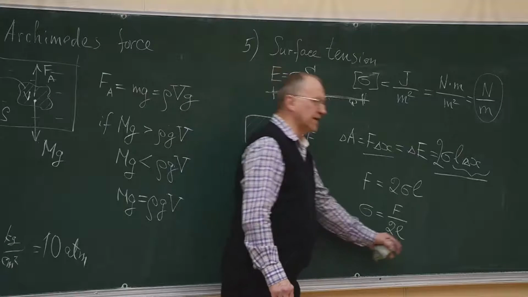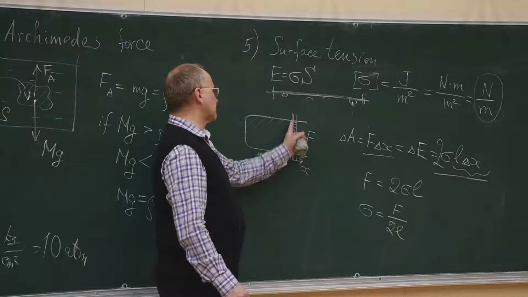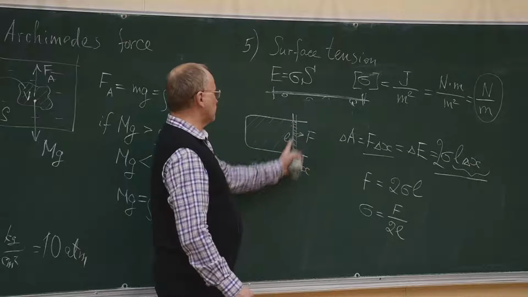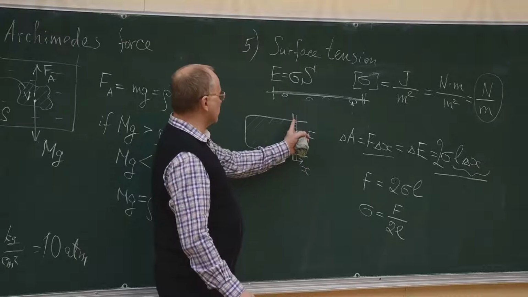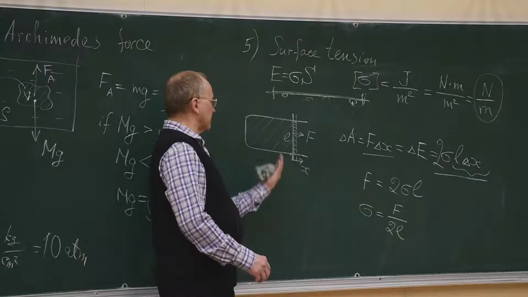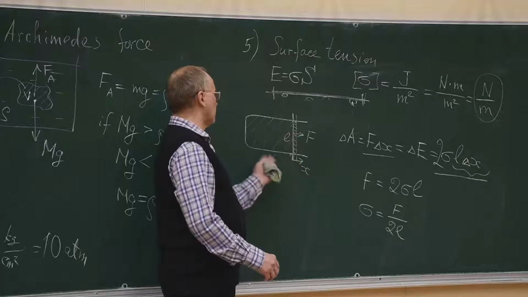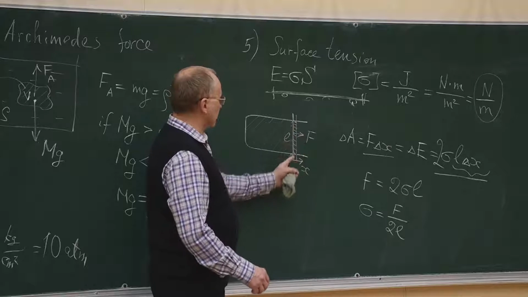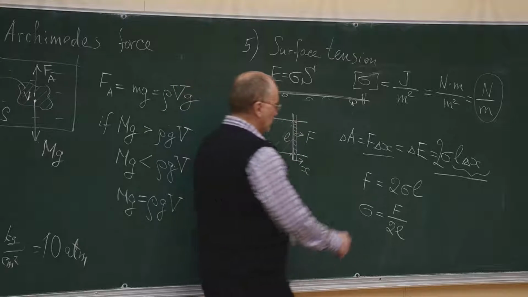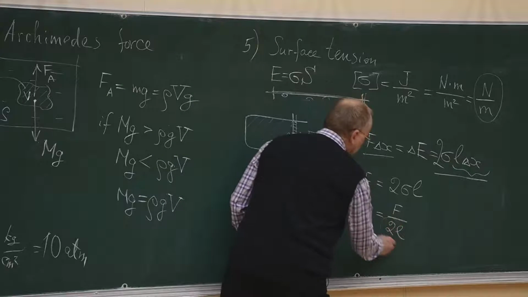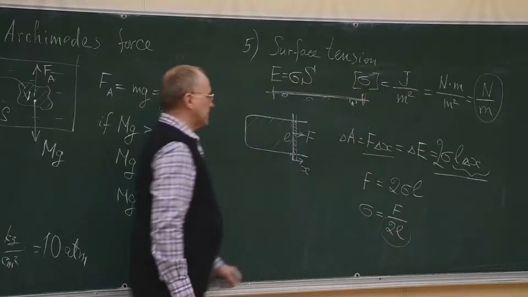So 2L is the total length of this boundary, of the film boundary. It's the total length, that is, if we take into account the length of the upper boundary, the upper surface, and the length of another surface which is from the opposite side. So 2L is the total length of the boundary. And so the force applied to this slider divided by the total length is sigma.